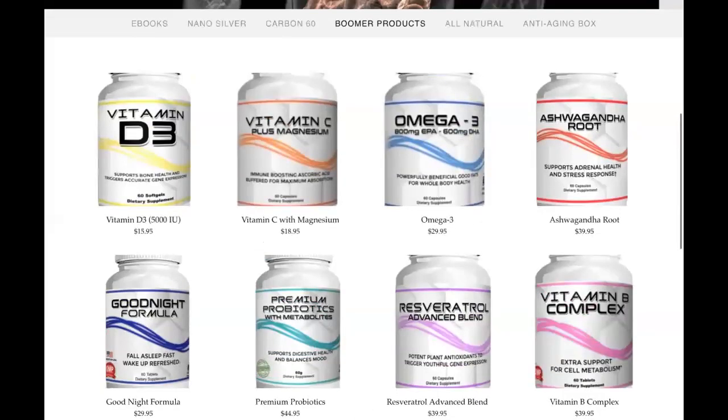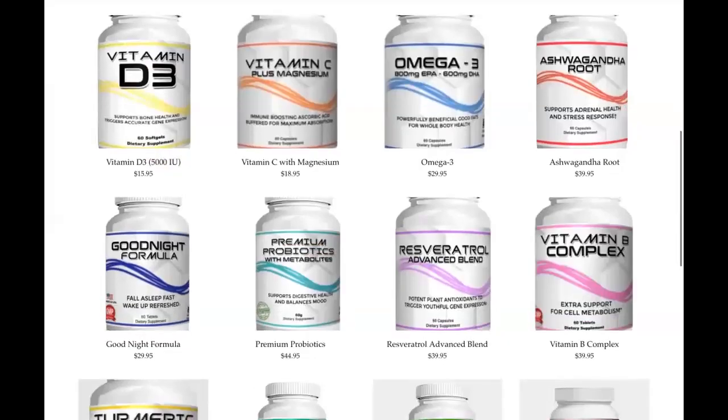I have a plethora of different supplements. I have D3, which is very important as a transcriptional cofactor for gene expression. It also helps with apoptosis of cells, and it helps with the absorption of calcium. Vitamin C, which is obviously needed for your skin, but it helps with the immune system. Omega-3, very important for your cardiovascular health. Ashwagandha to control your blood glucose levels.